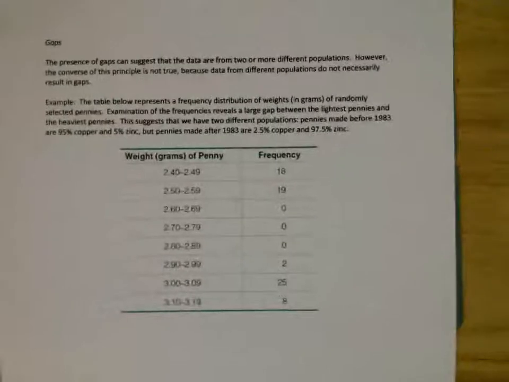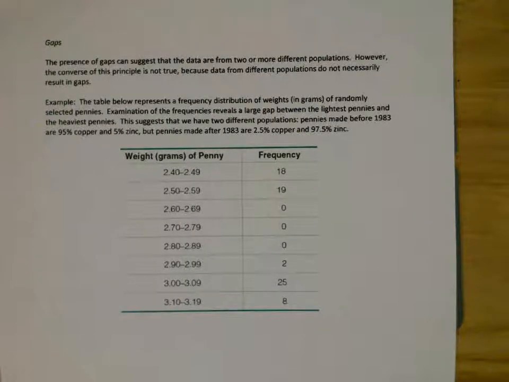Last thing I'm going to talk about in this video is just the gaps. Just like the one in that last example that I showed you. The presence of gaps can suggest that the data are from two or more different populations. However, the converse of this principle is not true, because data from different populations do not necessarily result in gaps. Like in this example, the table below represents a frequency distribution of weights in grams of randomly selected pennies. Examination of the frequencies reveals a large gap between the lightest pennies and the heaviest pennies. This suggests that we have two different populations.